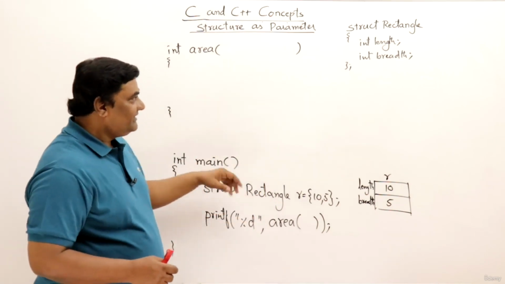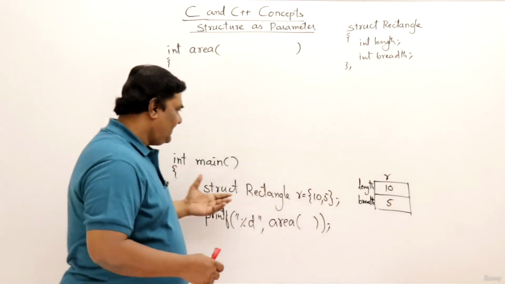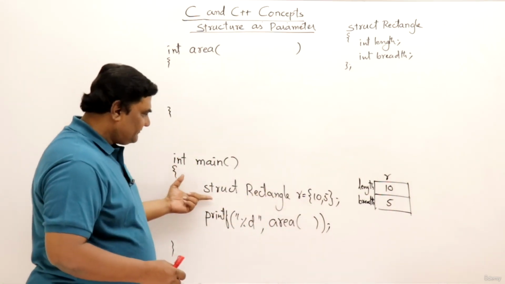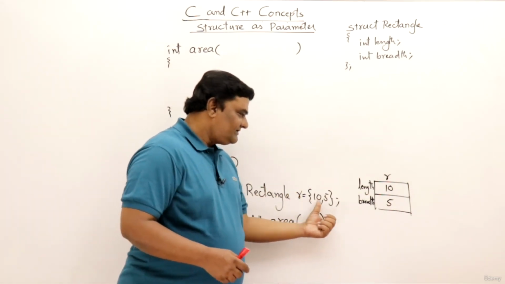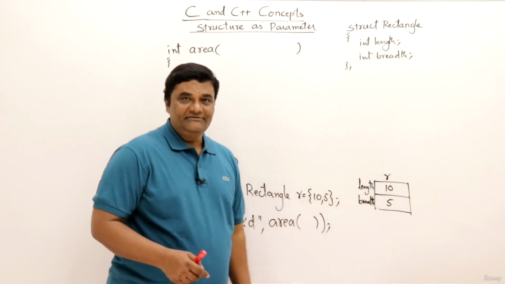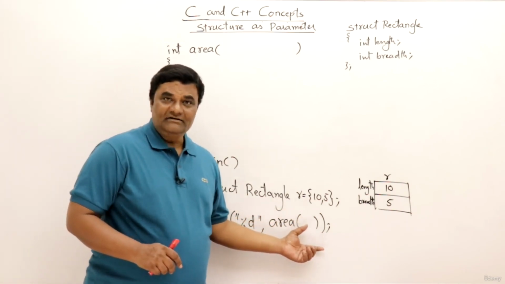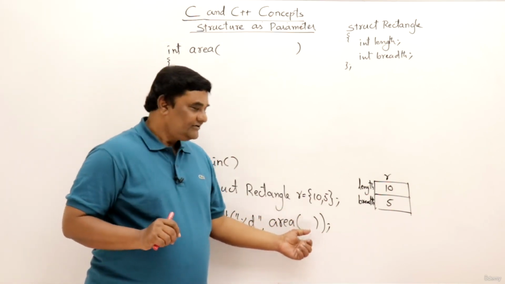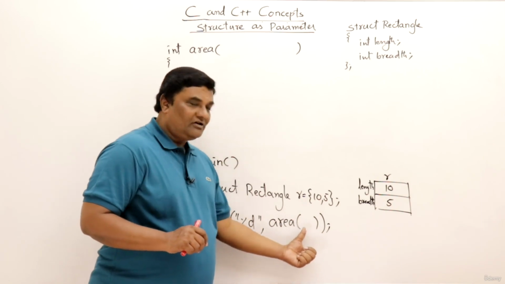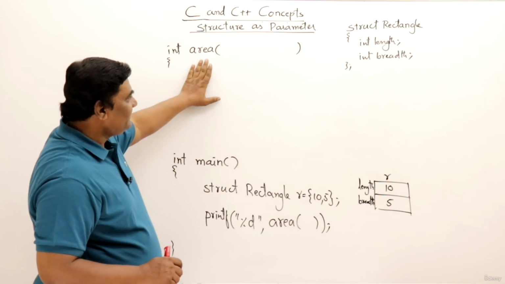See, for that already I have an example. This is a structure rectangle having length and breadth as the members. Then I have a main function having a variable of type rectangle, and it is initialized with 10 and 5, so a variable is created with values 10 and 5. Now I want a function to calculate the area of a rectangle by multiplying length and breadth. So I want to write a function called area. The skeleton is already here.